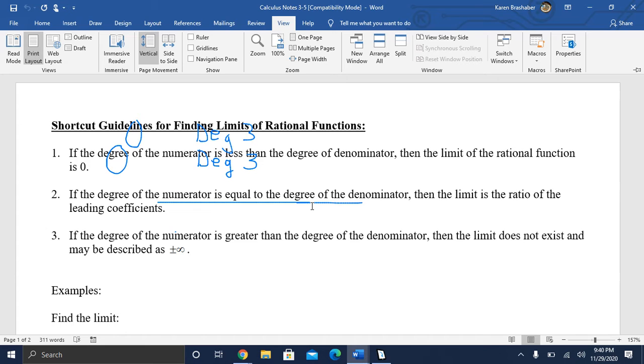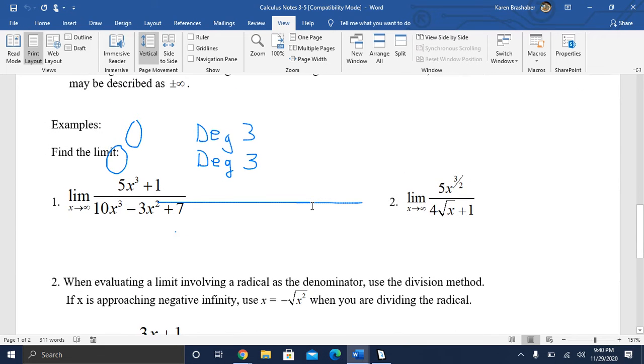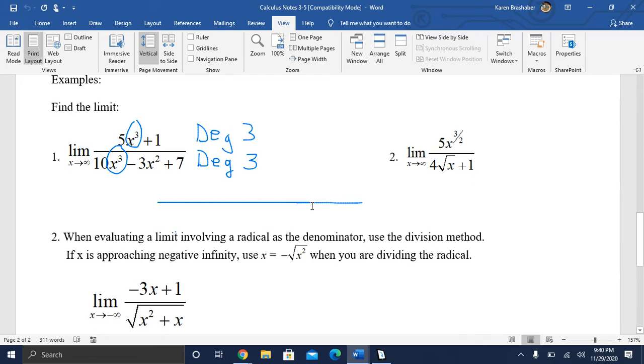And so if we scroll back down and look at our problem here, then the limit would equal the ratio of 5 over 10, and that would reduce to 1/2. So L would equal 1/2. If we had to find the horizontal asymptote, it would be y equals 1/2. All right, now you can also apply this even when you have radicals.